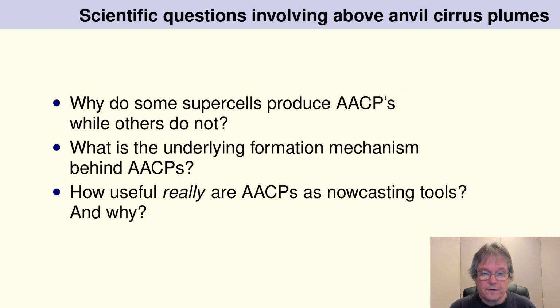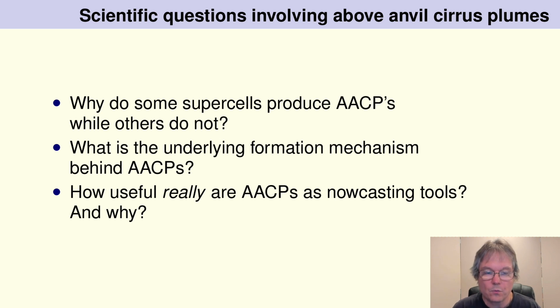The other scientific question that I'm involved in, and will talk about today, is above anvil cirrus plumes, and why do some supercells produce them while others don't? Similar to the tornado problem, what's the underlying formation mechanism? And in this case, how useful are above anvil cirrus plumes really as nowcasting tools?